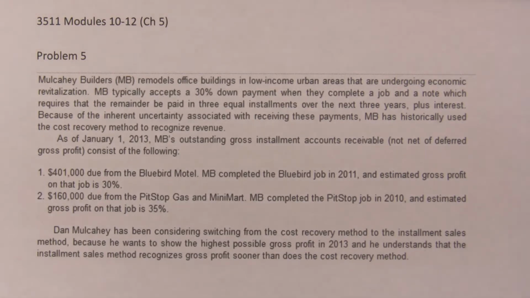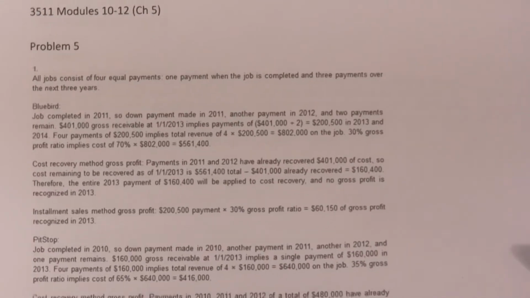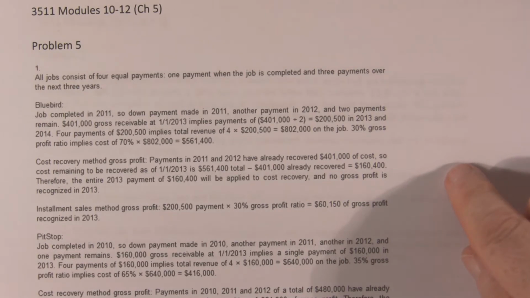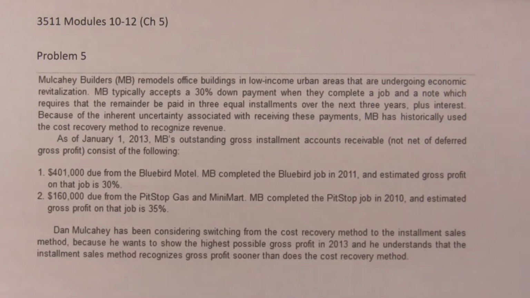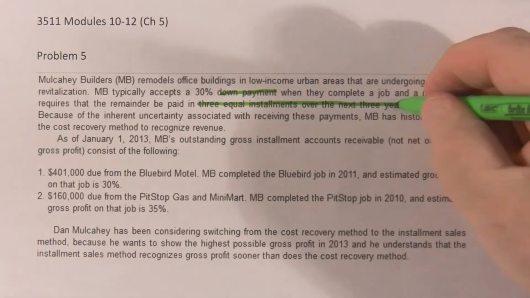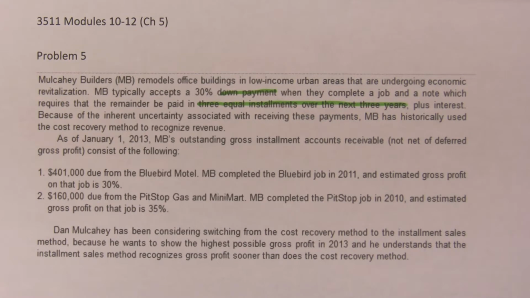First thing they tell us is that all jobs consist of 4 equal payments when the job is completed, okay? And then 3 payments over the next 3 years. Okay, so that's what they're telling us. Now, what they're not giving us a whole lot of information about is that the 30% down payment is one of the equal payments. So we have to kind of say that there's going to be a down payment and 3 equal installments over the next 3 years. Okay, so basically this company gets paid 4 payments.